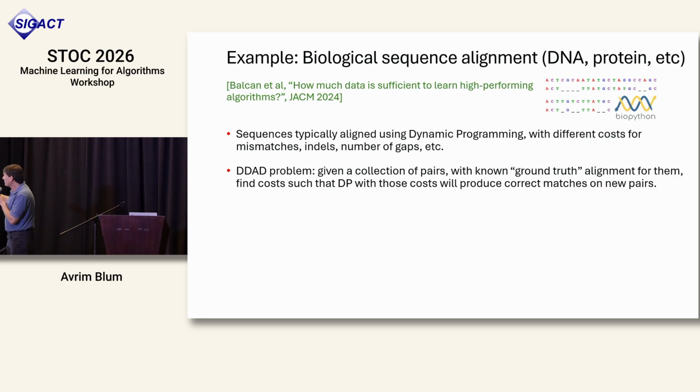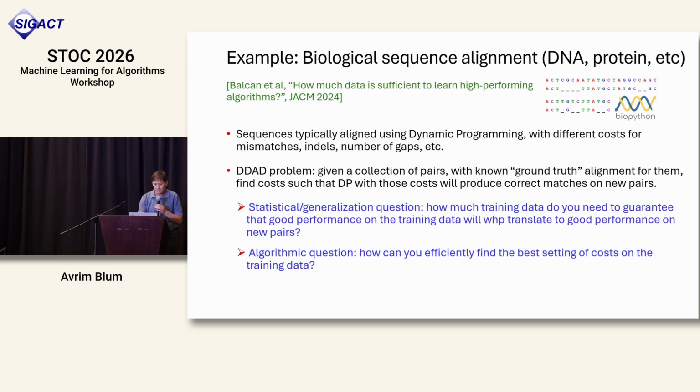But the data-driven algorithm design problem is: given a collection of pairs where maybe you know the ground truth, the biologically appropriate way that they align, find costs such that if you then use dynamic programming, you would produce these or close to these matches, and then generalize to new pairs. So the algorithmic problem here is finding the cost functions so that you could then use them in dynamic programming.